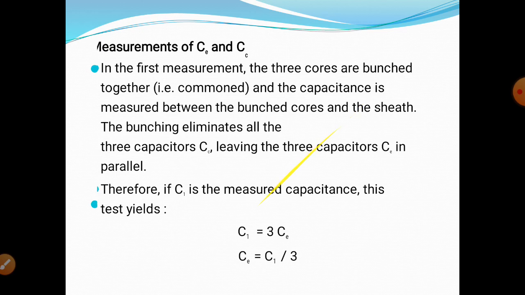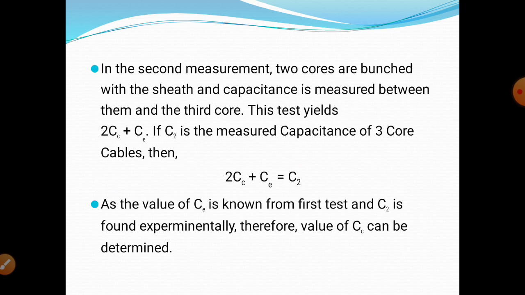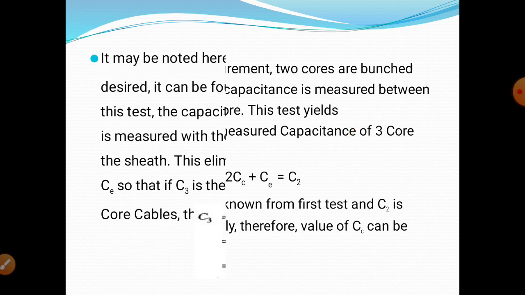That is the first case. And second case is C2 is equal to 2 into CC plus CE. That means two cores are bunched with the sheath and the capacitance is measured between them and the third core. This test yields 2 CC plus CE, which is the main thing of the second case.